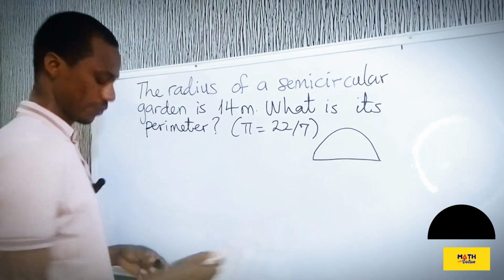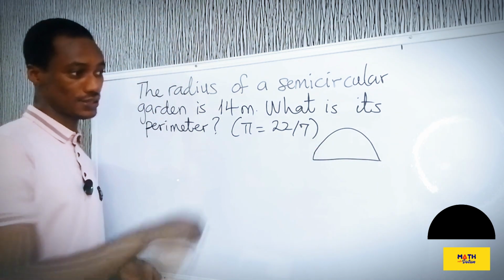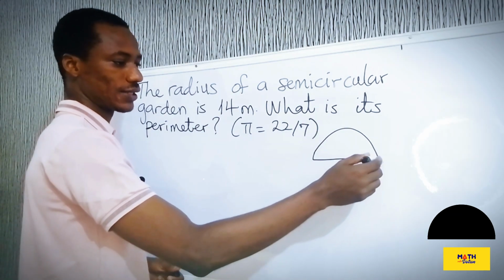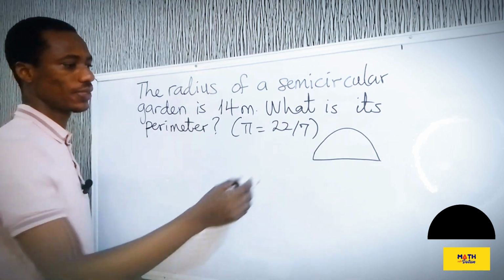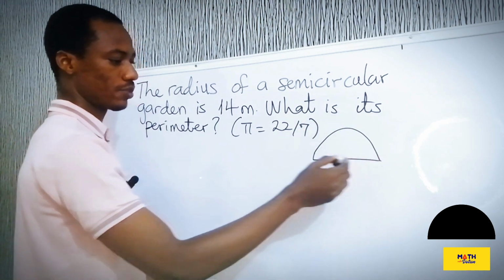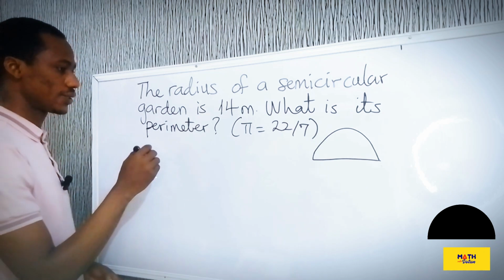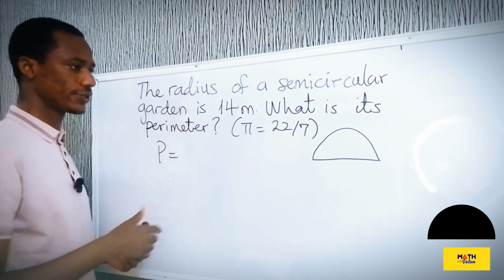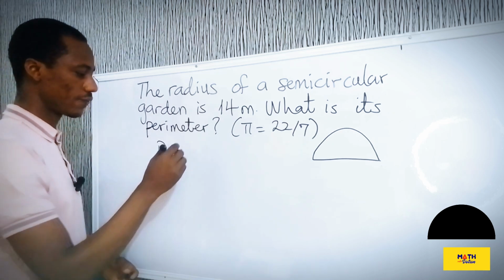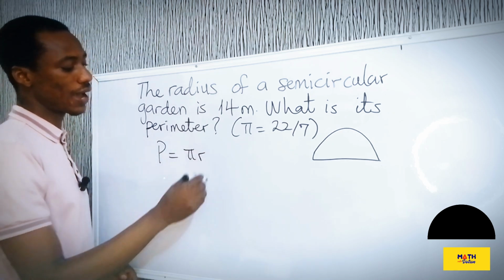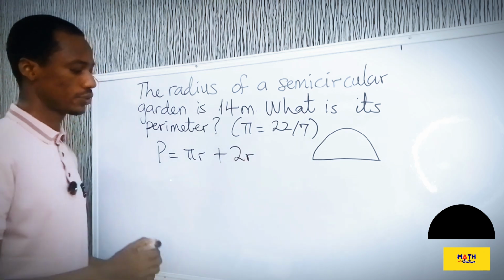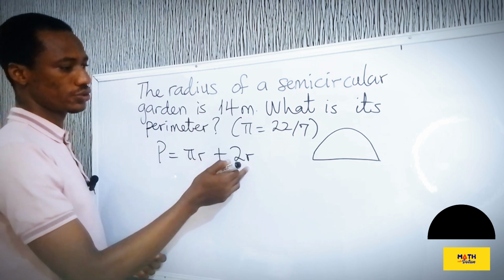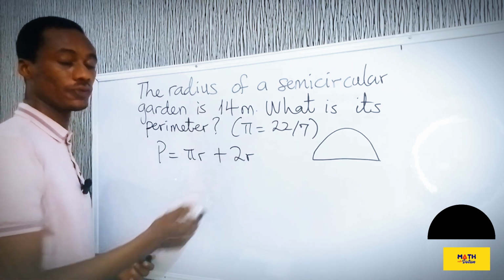semicircle size. Remember, for us to get the distance around this, we take half of the circumference plus the diameter. Half of the circumference plus the diameter. All right, so let's take that. Our formula is, since we are using the radius, remember, you can check our first video. The perimeter will be pi r plus 2r. That means half of the circumference, which is pi r, plus the diameter, which is made up of 2 radii.